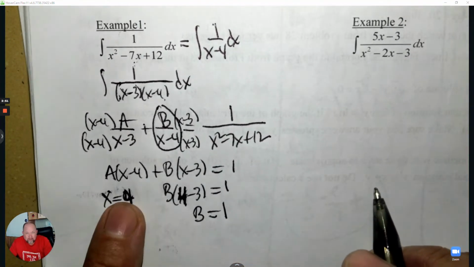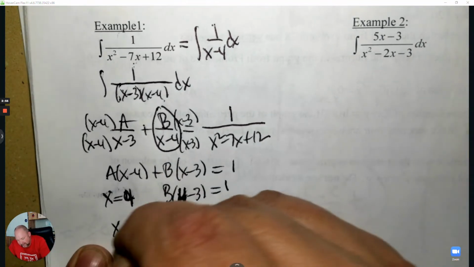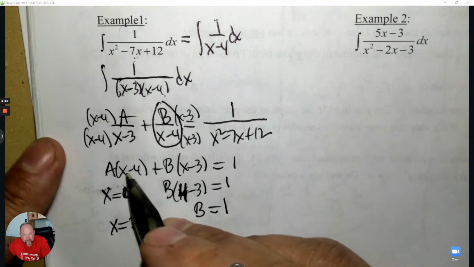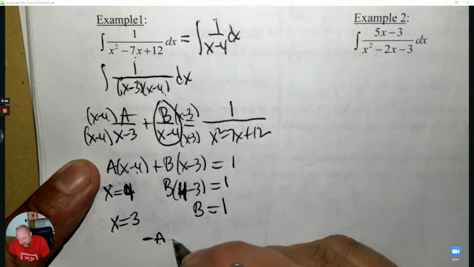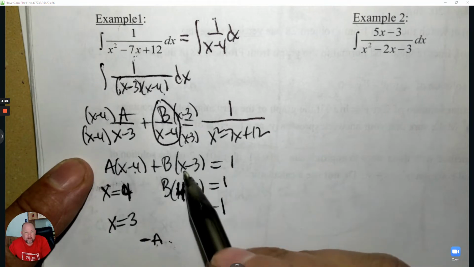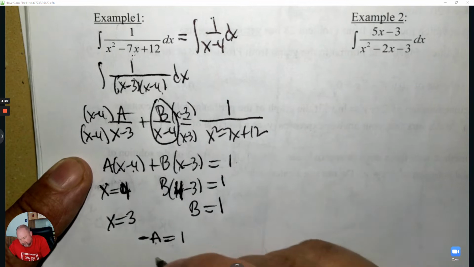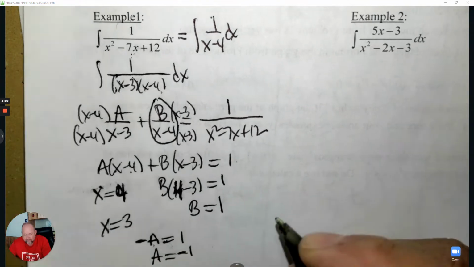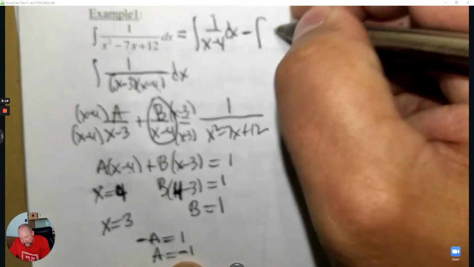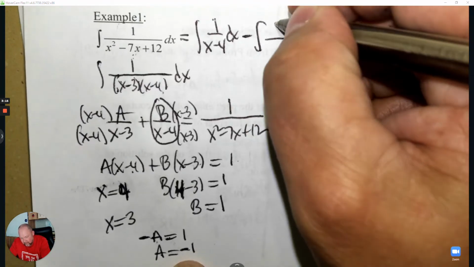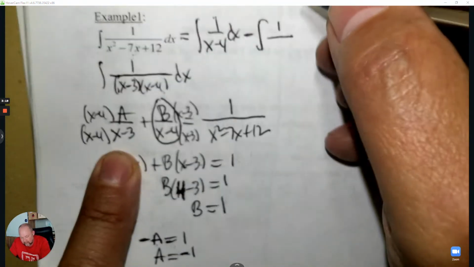The second one, I'm going to take the other 0. So the other 0 is positive 3. So let x equal positive 3. So 3 take away 4 is negative 1. 3 take away 3, that's 0, and that's equal to 1. So divide by negative 1, and a is equal to negative 1. So we're going to subtract, and the other one is going to be 1 over x minus 3.